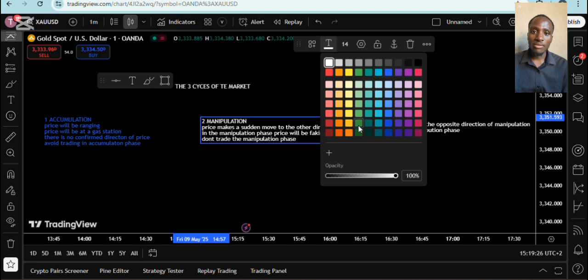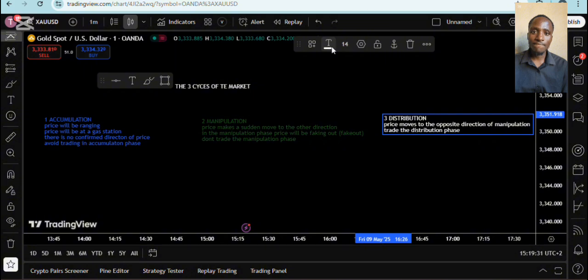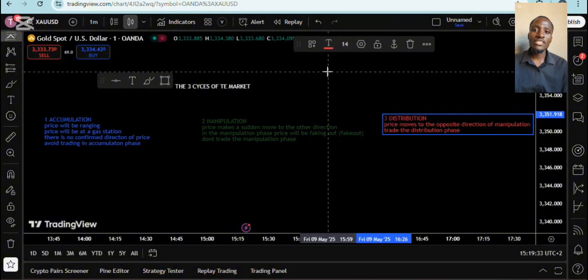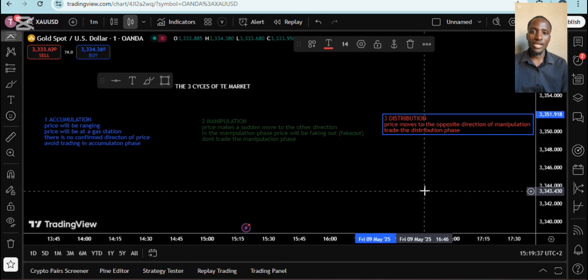So let me change the manipulation to green and the distribution color to red. So accumulation blue, manipulation green, and distribution red.